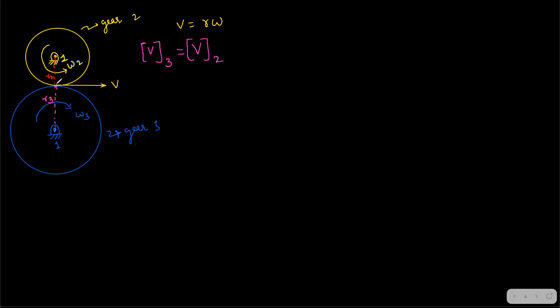It means this V is the common point, right? You can consider it on the yellow gear or on the blue gear. Their velocities will be the same because we are considering the pure rolling case. Fine. So now V3 equals V2. What is V3 if you consider it?